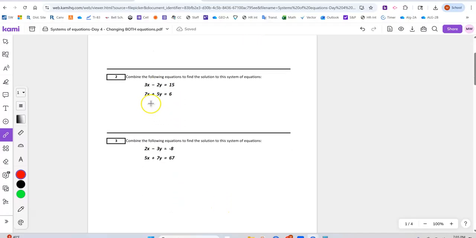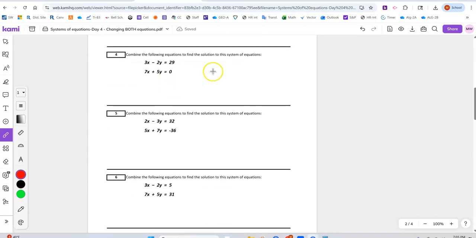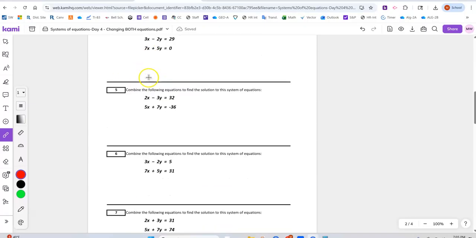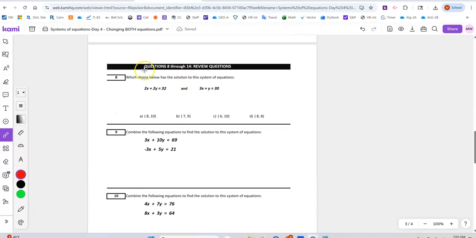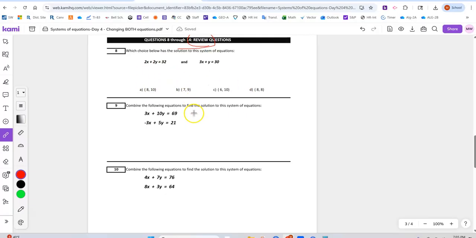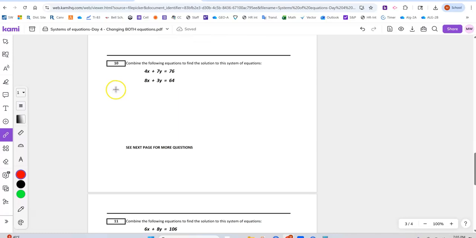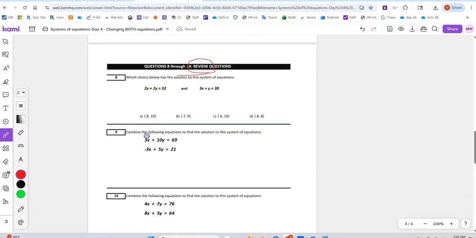So go ahead and do number 2, and then for more practice, you're going to do the same kind of questions 4 through 7. Questions 8 through 14 are review questions. For example, you'll be working backwards, and 9 through 13 are going to be the ones where you know that it's already set up. You can already look at number 9 and say, hey, when I add those up, it'll drop out right away, okay? So that's the assignment. Finish it up and put it into Canvas.